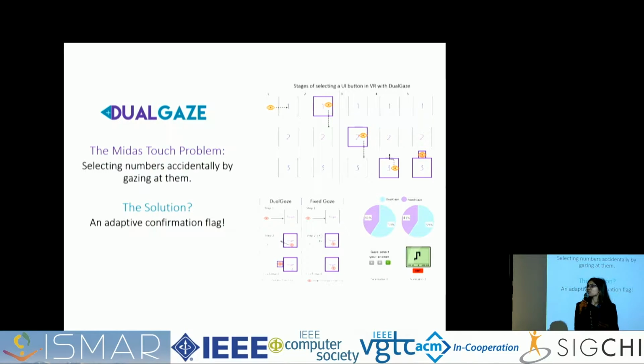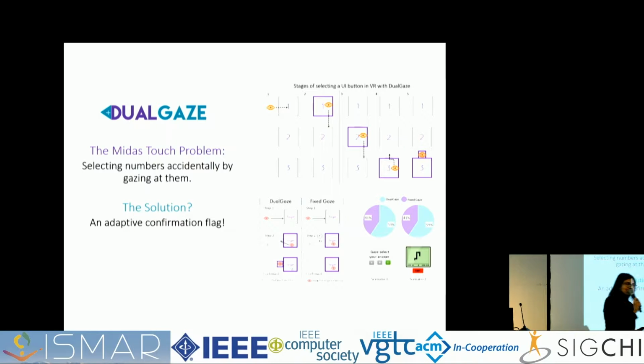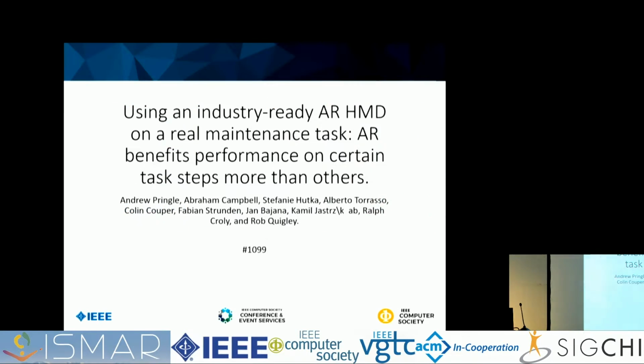This is the Midas touch problem. The solution? My dual gaze method. This method has been proved to be more accurate and faster than other traditional solutions to this problem in VR. How did I do that? Come find out in my poster. Thank you.